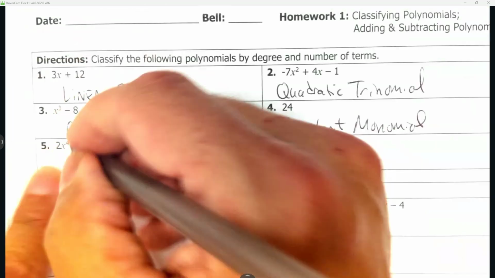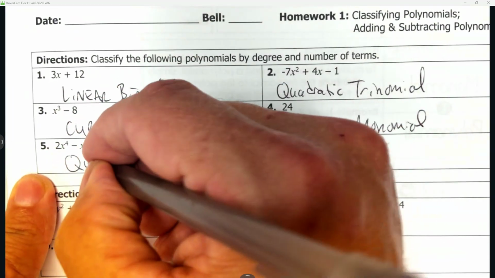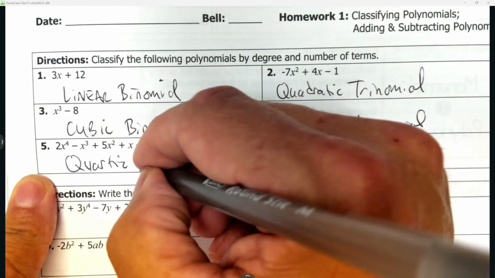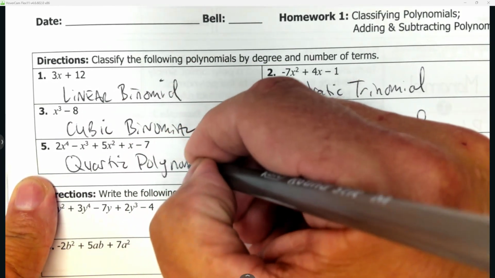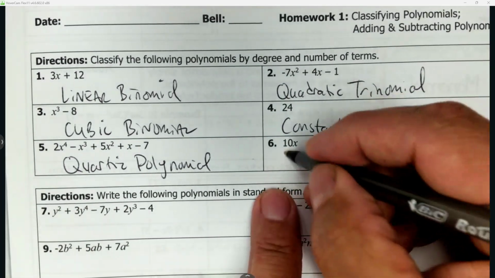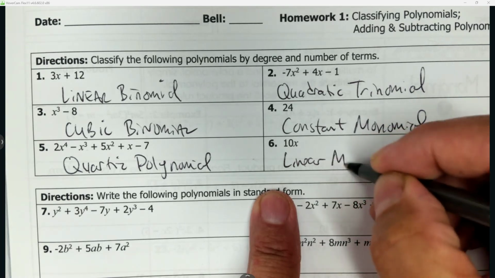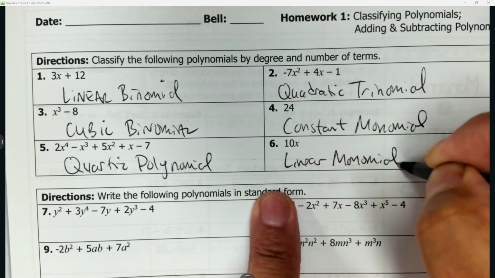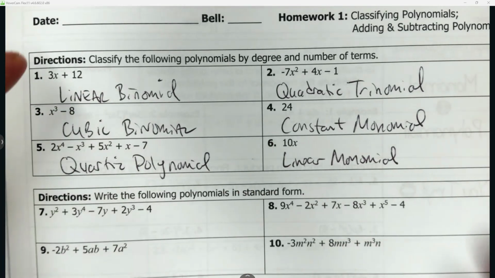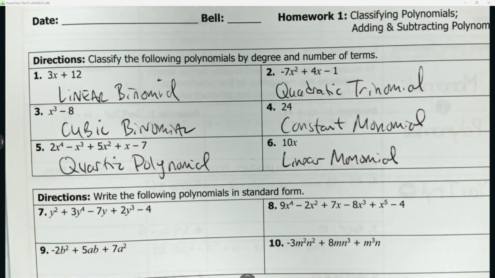Here, the greatest one is 4. This one's a rare one. It's called a quartic, and there are more than 4 terms. We just call it a quartic polynomial. And then the last one, the greatest exponent is 1. It's linear, and there's 1 term, so it's monomial. If you need to, press pause. If you need to, go back again and see each one why that's the answer.